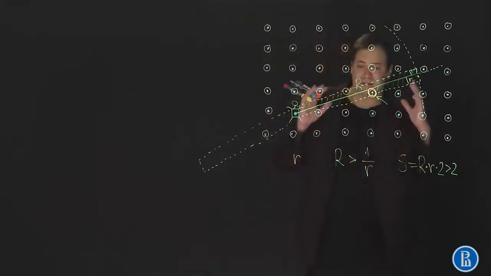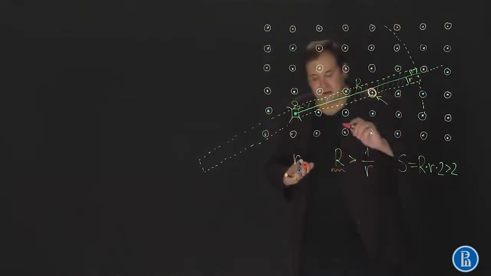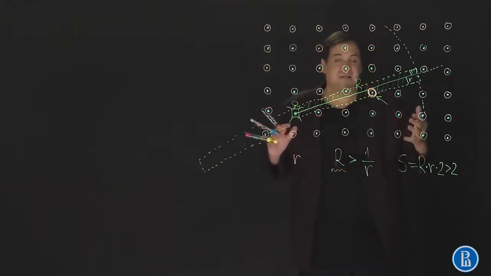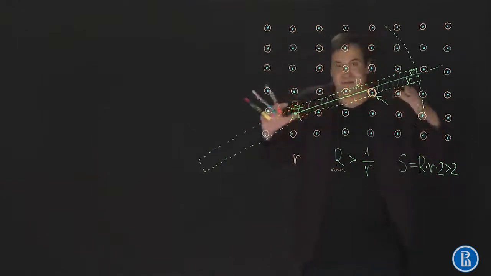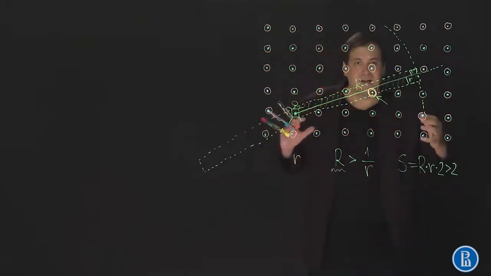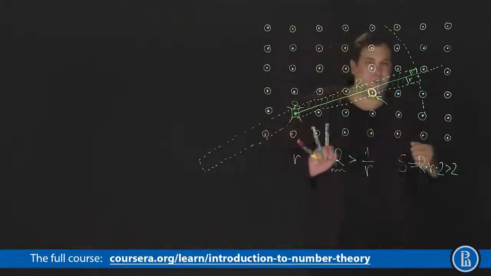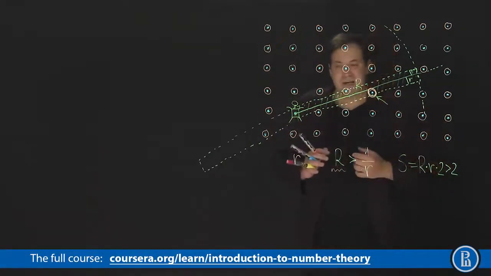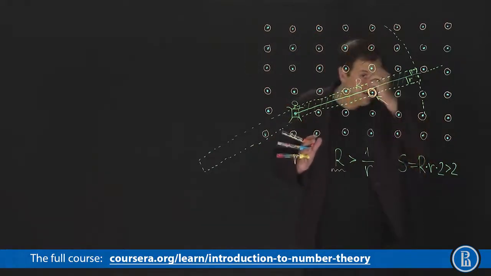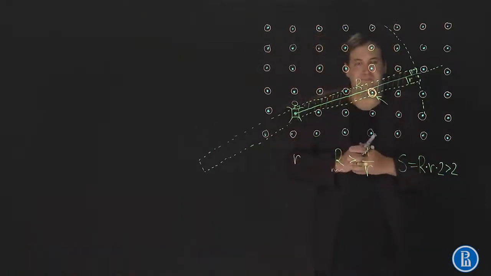So any such R is a distance such that nothing is visible from this point, nothing farther than this distance is visible from this point. So now we know the exact, almost exact answer. Where is this boundary?